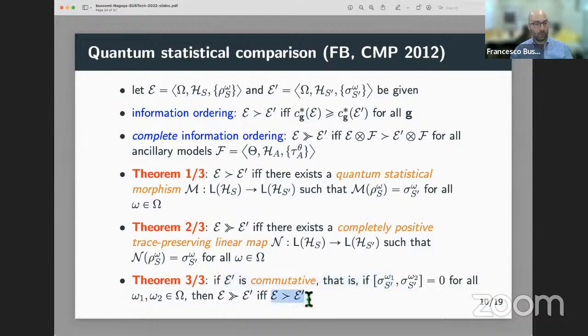Okay, but somehow the operationally correct one to consider would be this complete information ordering, I would say, right? Why should you not be allowed to compare E versus E prime when you're given the same side source? Okay, seems very natural.